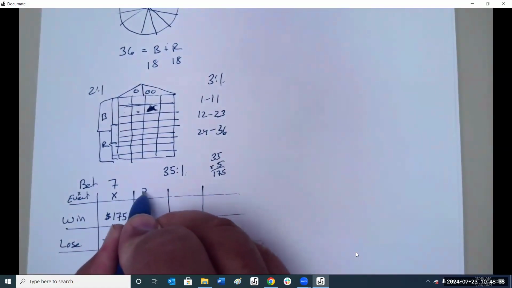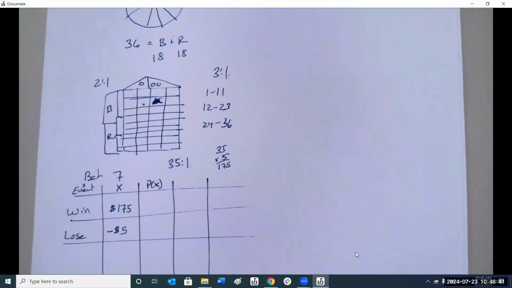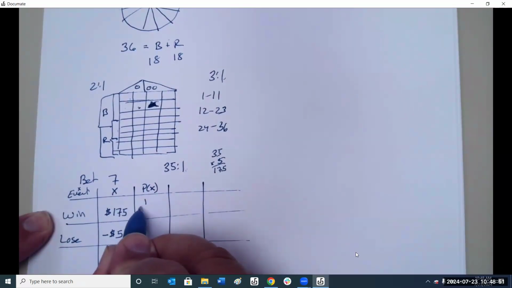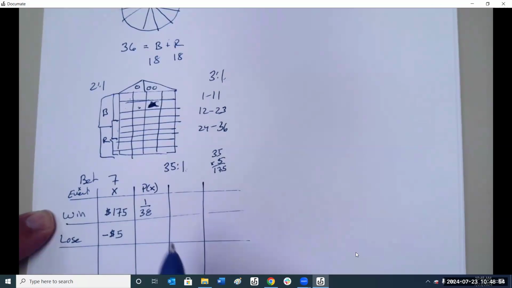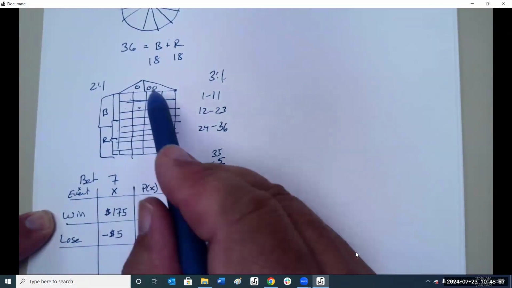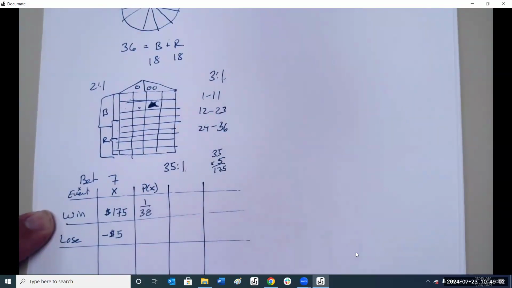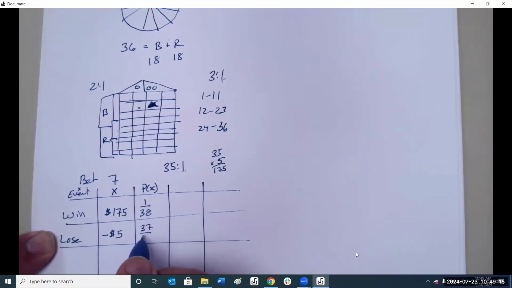So what's the probability? The P of X. What's the probability of winning? Remember, you have 36 numbers and there's 2 greens. 1 out of 38. Because remember, you have 36 numbers on the bottom, and then you have those 2 greens. So 36 plus 2 is 38. Only one of them wins. How many of them lose? If 1 out of 38 win, that means 37/38 loses.